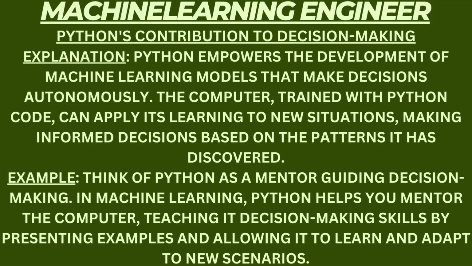Python's contribution to decision making. Explanation. Python empowers the development of machine learning models that make decisions autonomously. The computer trained with Python code can apply its learning to new situations, making informed decisions based on the patterns it has discovered. Example. Think of Python as a mentor guiding decision making. In machine learning, Python helps you mentor the computer, teaching it decision making skills by presenting examples and allowing it to learn and adapt to new scenarios.